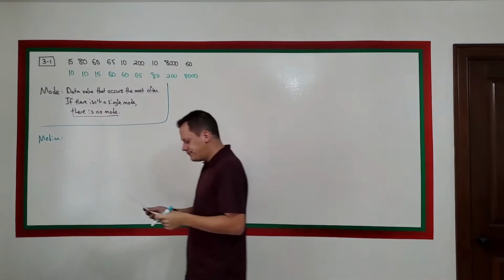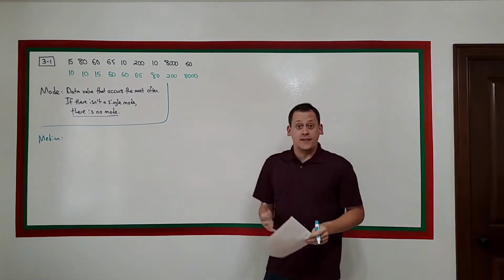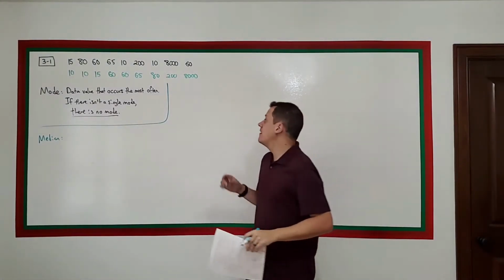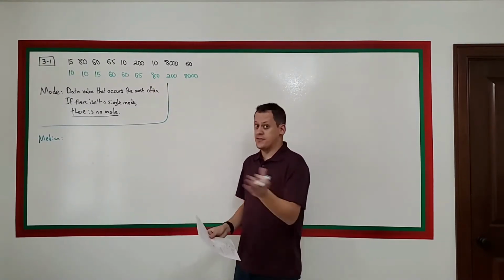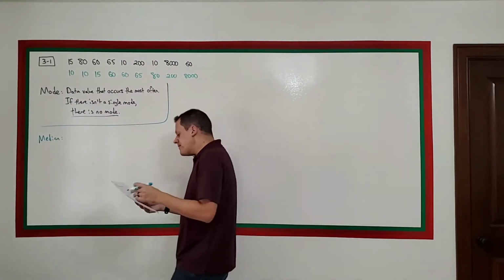The median. Again, if you want to calculate the median of a data set, the first step would be put your data in order from smallest to largest. That's the case for all of these statistics.